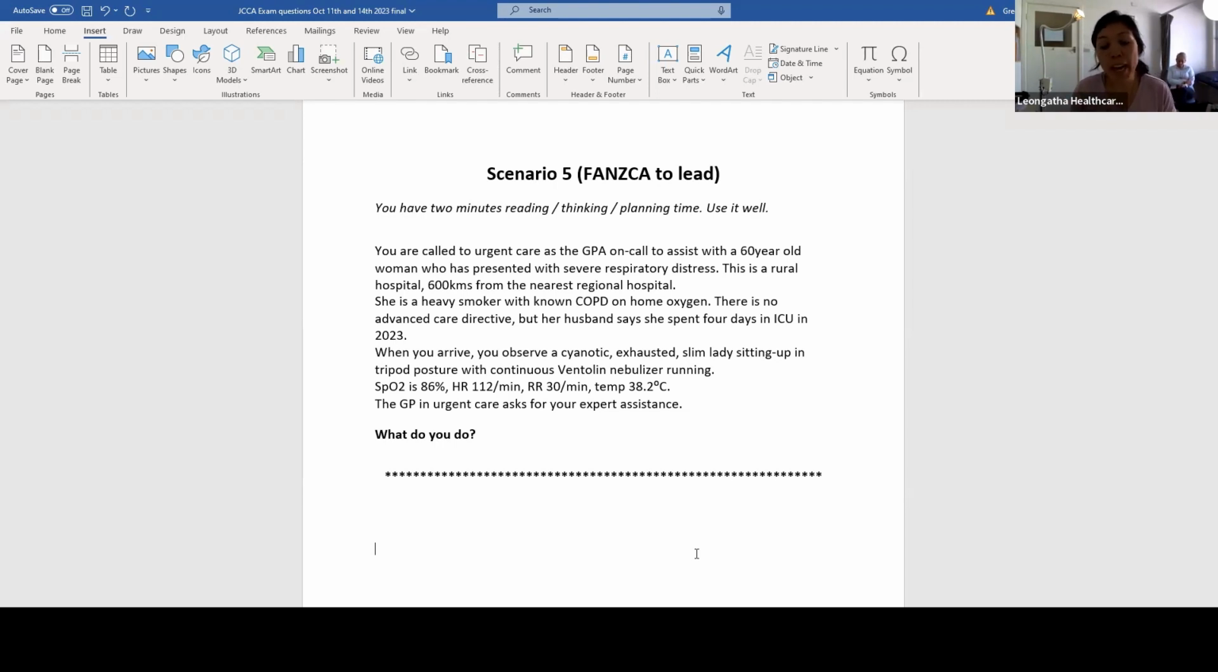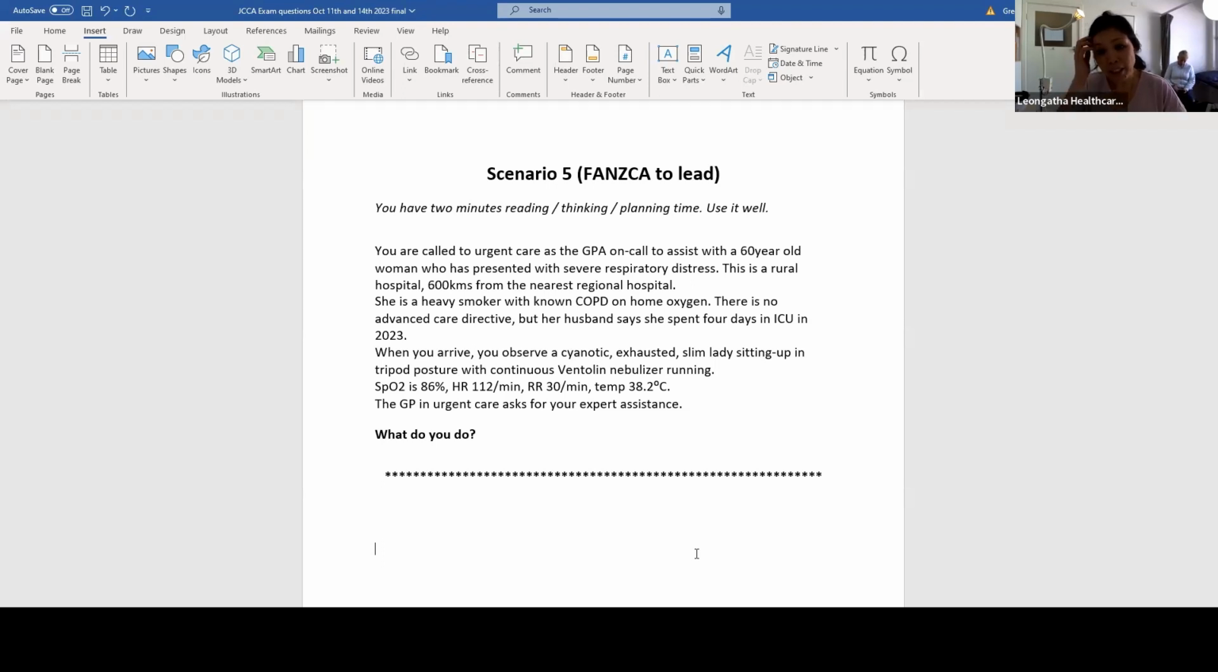So I would get more of a handover using my ISBAR approach. This patient is really high risk. It sounds like she's potentially septic and in respiratory failure.